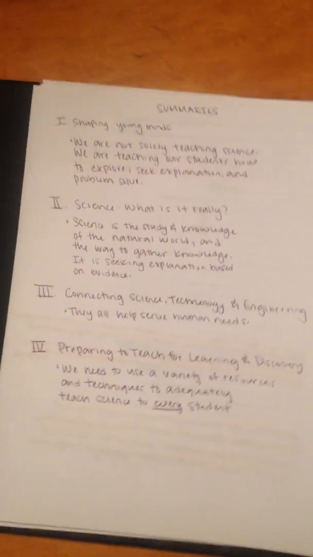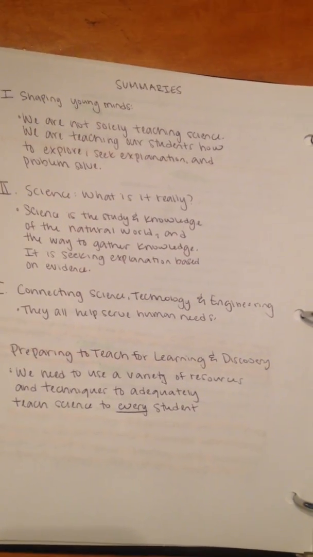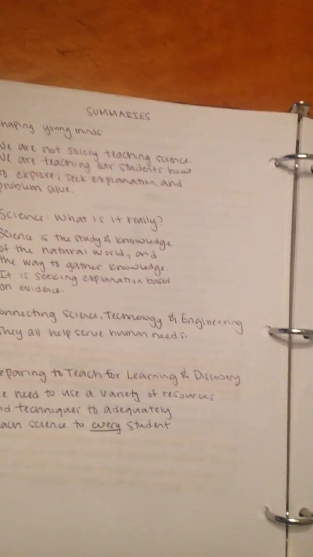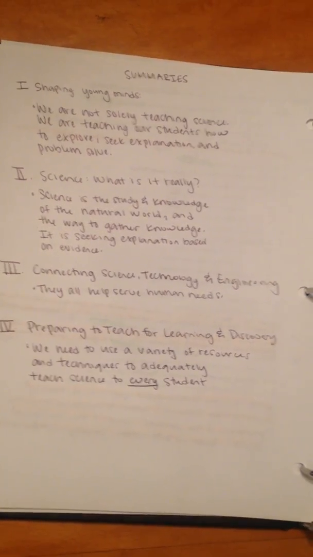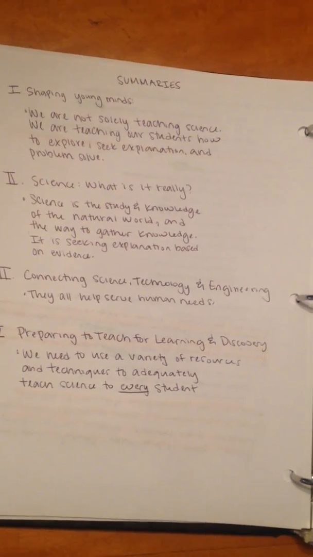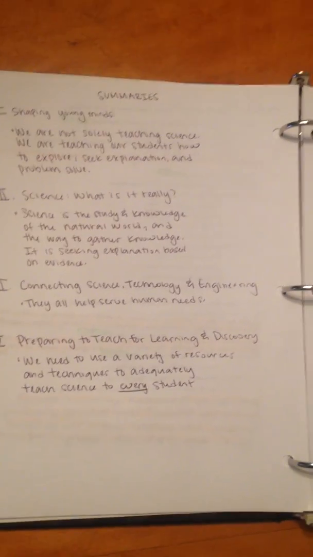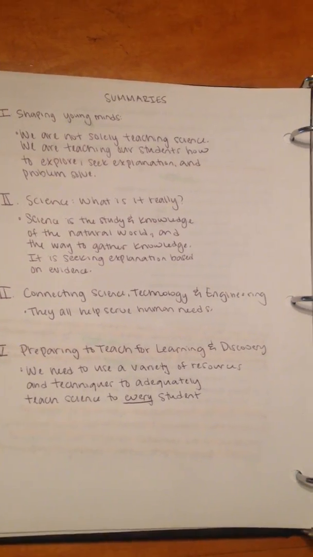Also, I bought my book online, and it's an online book, so I couldn't print out my pages. So here are my summaries, because I ran out of room. My summary for the first section is, we are not solely teaching science, we are teaching our students how to explore, seek explanation, and problem solve. For the second section, science is the study and knowledge of the natural world and the way to gather knowledge. It is seeking explanation based on evidence. For 3, science, technology, and engineering all help serve human needs. And lastly, 4, we need to use a variety of resources and techniques to adequately teach science to every student.